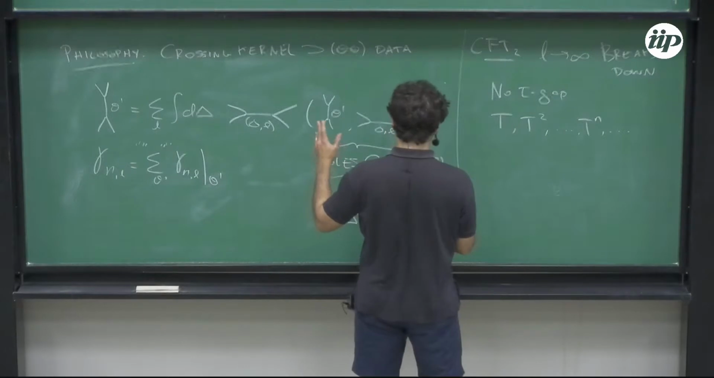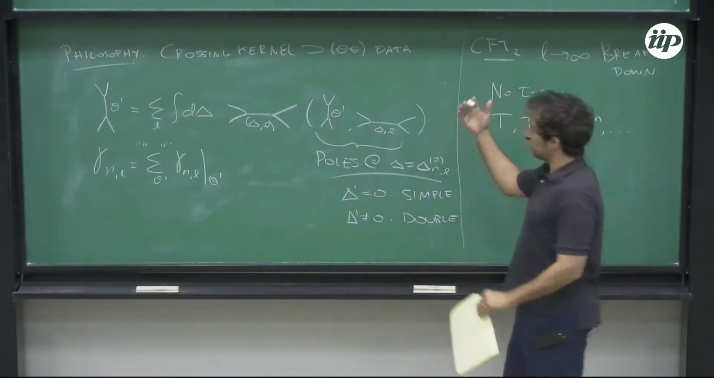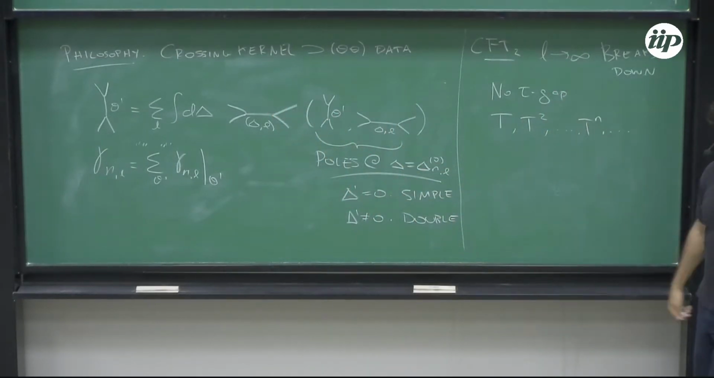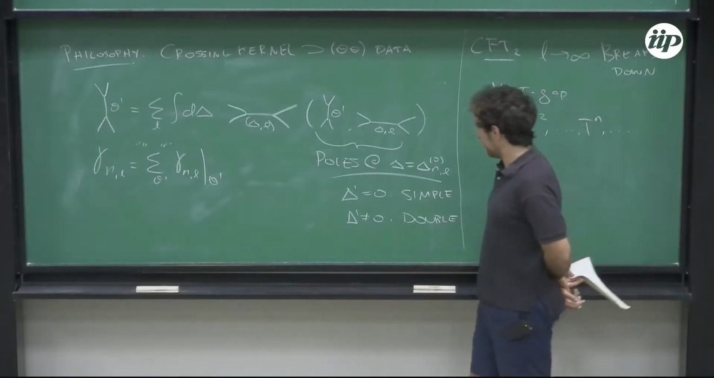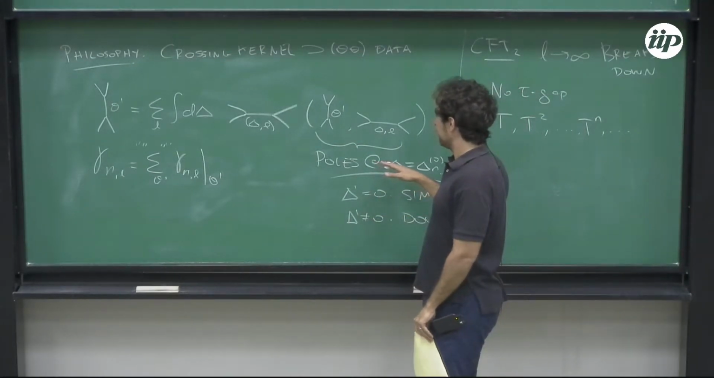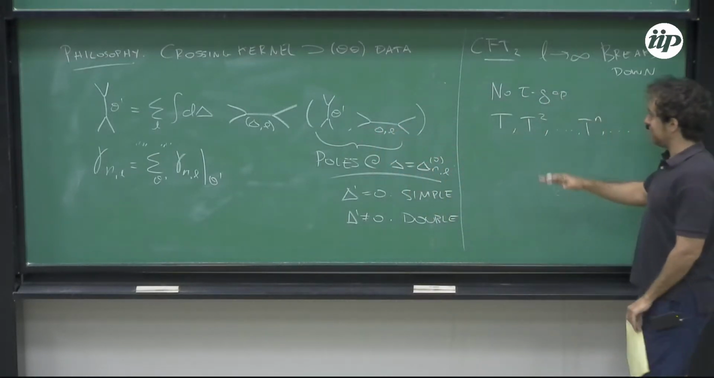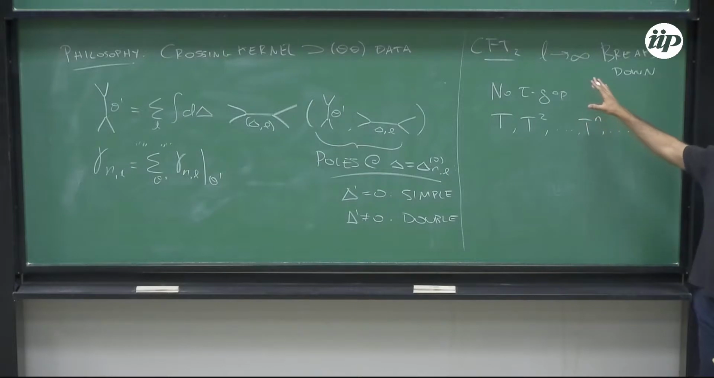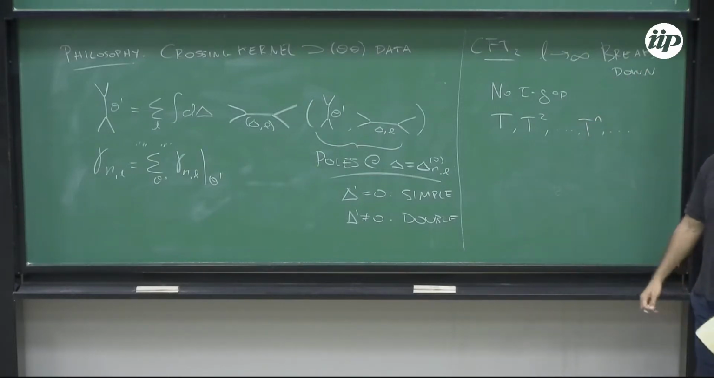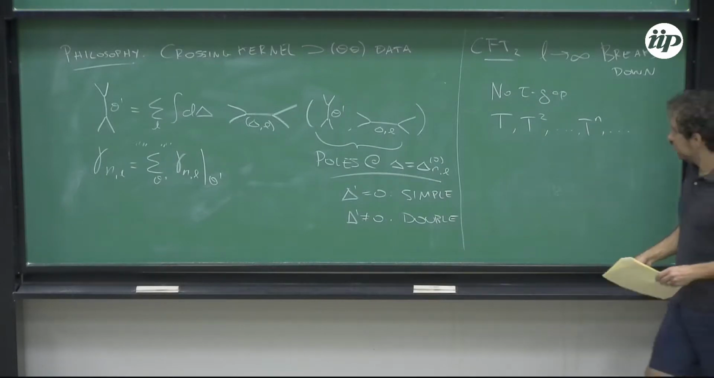And the philosophy is to study the crossing kernel for the Virasoro blocks instead of the global blocks. And the poles of the Virasoro crossing kernel will tell us, rather the support of the Virasoro crossing kernel will tell us where the large spin operators sit, and the residues tell us the OPE coefficients and anomalous dimensions. Okay.